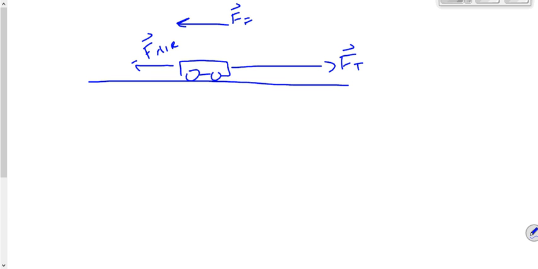Is there anything else, by the way, acting on this? Max? There is gravity acting down, yeah. We don't know how big any of these forces are, but gravity is acting down. Yeah. And the normal force is acting up, has the same value as gravity.